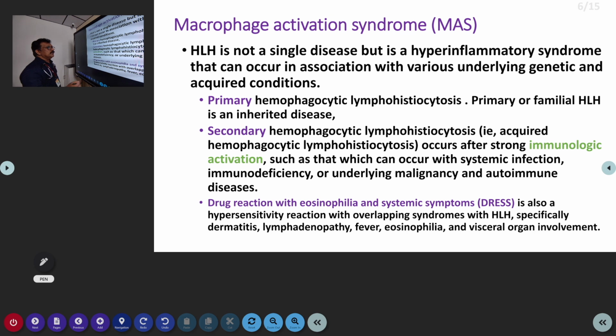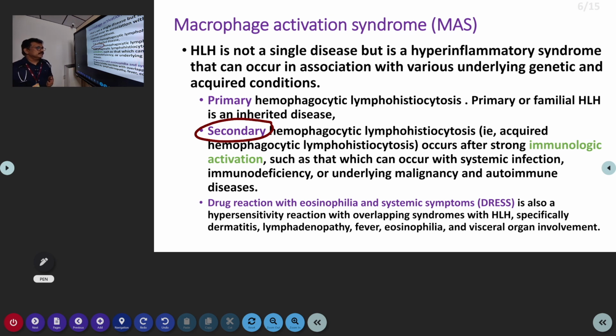Whereas secondary hemophagocytic lymphohistiocytosis, this type of macrophage syndrome we have seen, is mainly due to a secondary disease, like it can be due to SLE, or juvenile rheumatoid arthritis, or it can even be secondary to malignancies. Here the immunological activation can be triggered by the disease itself, or by some other viral infection or bacterial infection.